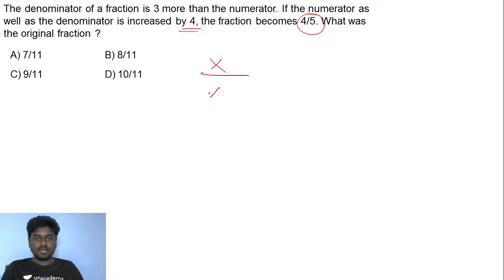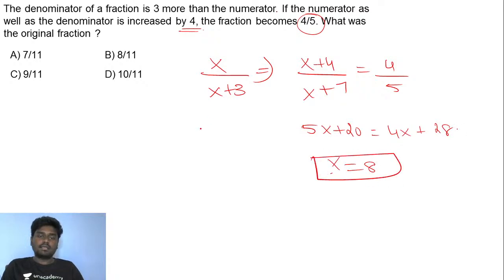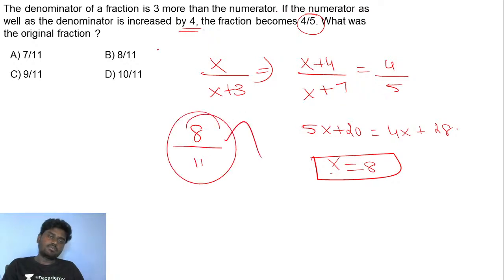So if I take x by x + 3, and if both the numerator and denominator are increased by 4, I'll be getting x + 4 by x + 7. It's going to give me 4 by 5. So I'm getting 5x + 20 is equal to 4x + 28, such that the value of x is equal to 8, right? So if you do that, then the numerator and the denominator will be 8 by 11. So the answer is option B. 8 by 11 is actually the right option, right?